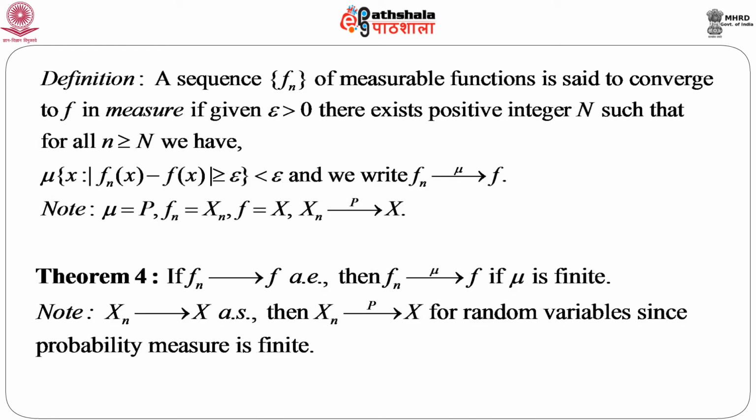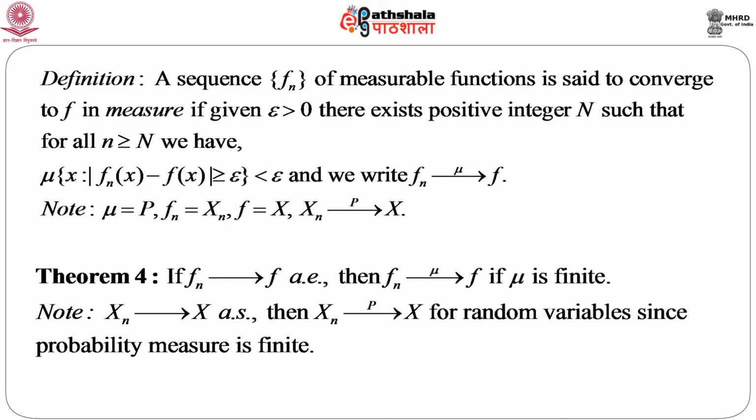Another definition: a sequence f n of measurable functions is said to converge to f in measure if, given epsilon greater than 0, there exists a positive integer capital N such that for all small n greater than or equal to capital N, we have mu of the event {x such that mod of f n x minus f x is greater than or equal to epsilon} less than epsilon. That means it is very close to 0, and we write that f n converges to f in mu. Now, if we take mu as the probability measure, f n as a sequence of random variables, which are measurable functions, and f as another limiting random variable, that is x, then from here we can immediately write that x n converges to x in P. So, convergence in probability can be generalized to the similar concept of convergence in measure.